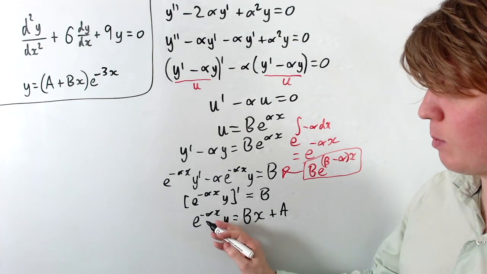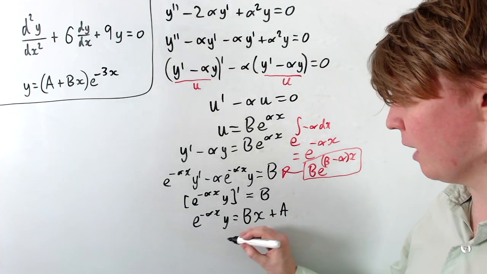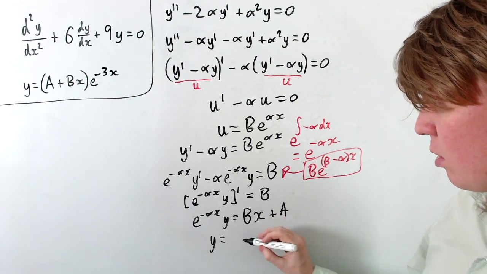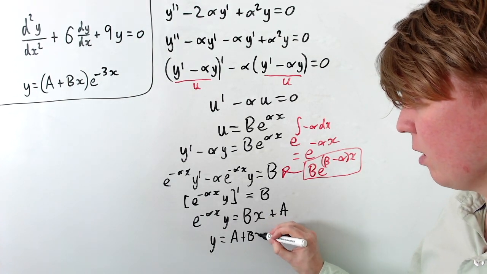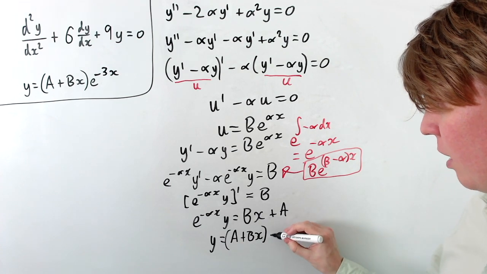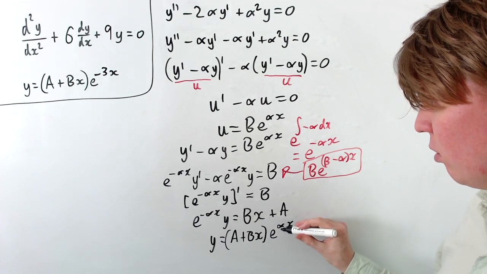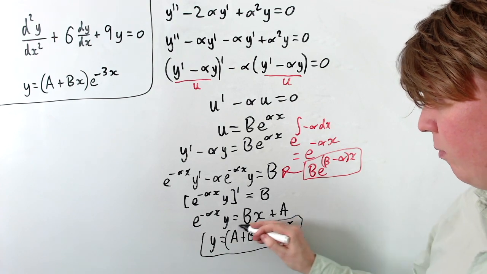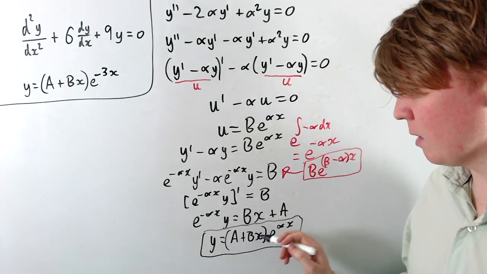So now it's just a simple matter of making y the subject. So we multiply on both sides by e to the positive alpha x. And if we rearrange these two terms, we'll write this as a plus bx rather than bx plus a. We multiply this by e to the alpha x. You can see now where this solution has come from. It's quite nice that you can see where this bx has come from.